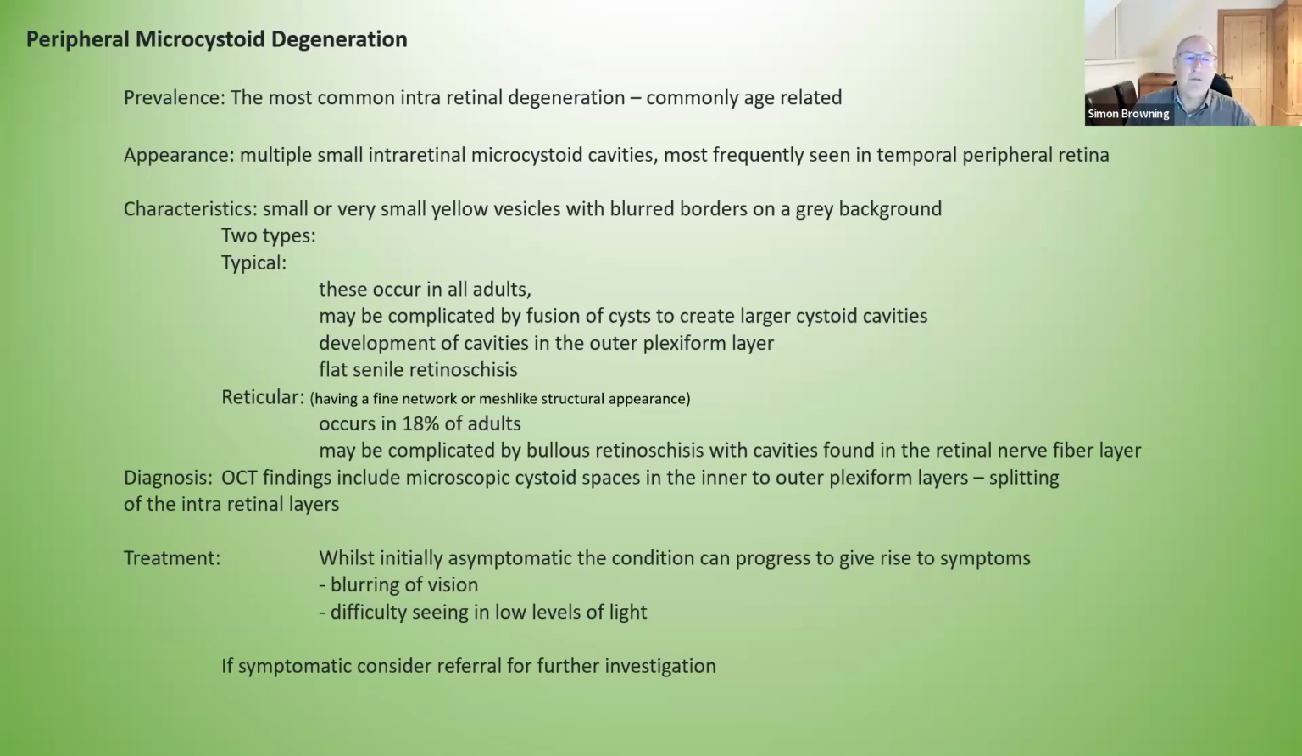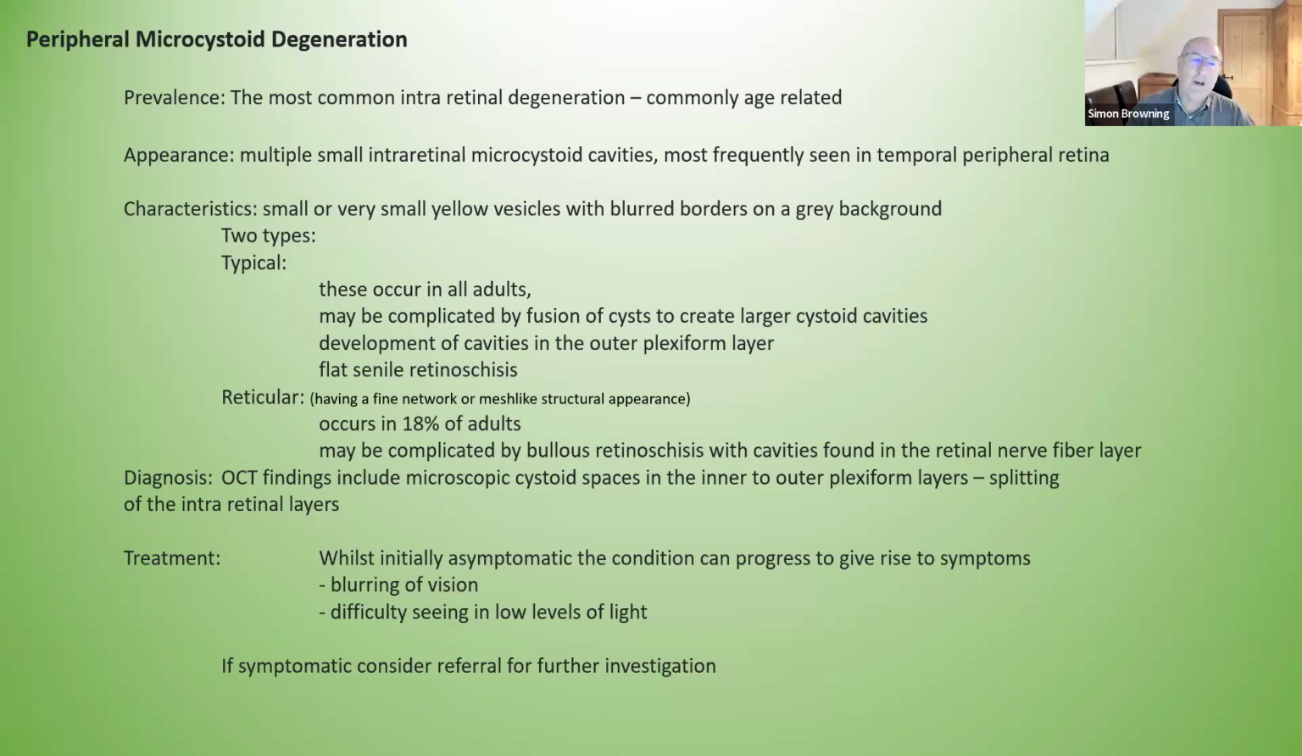It's going to appear like multiple little intraretinal microcystoid cavities, and most frequently seen in the temporal peripheral retina. Now, the word cavity might give you a bit of a clue here. These are small. They have very blurry, indistinct margins, and often a grey background around them.